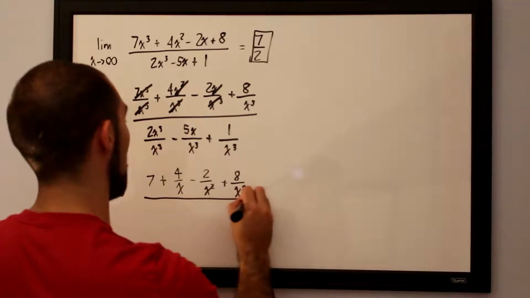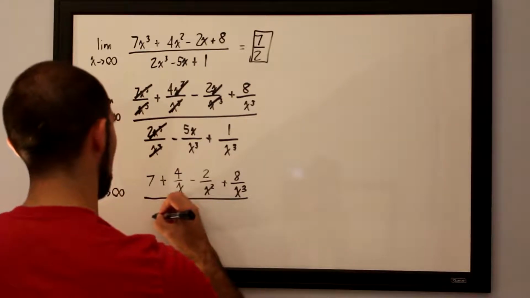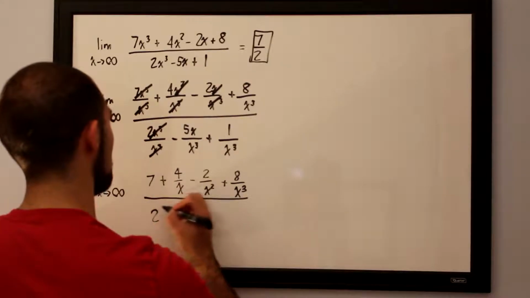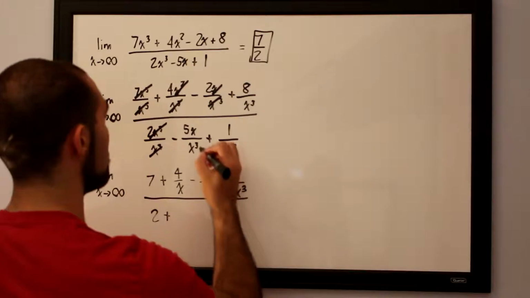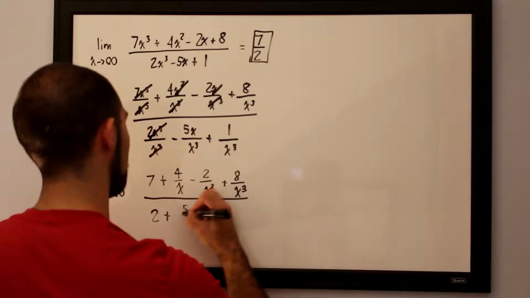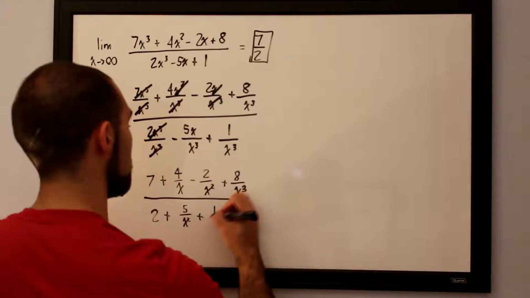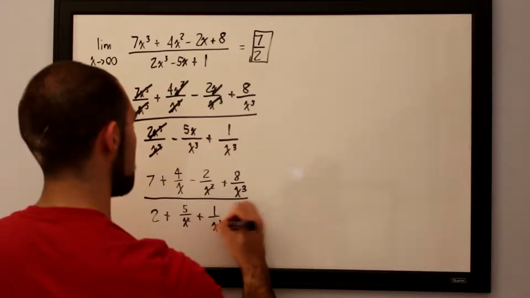And then in the denominator, these two x to the thirds are going to cancel each other out. All we're going to be left with is 2, and then plus 5x over x to the third leaves us with 5 over x squared. And this last term is exactly the same, it does not change: 1 over x to the third.